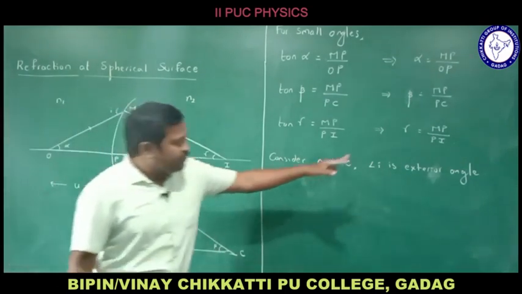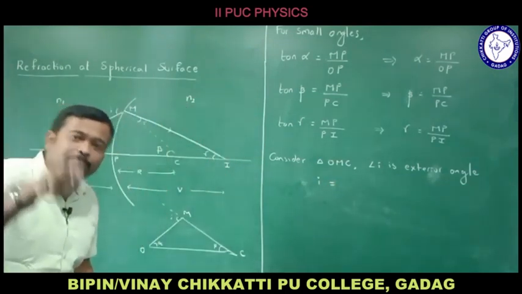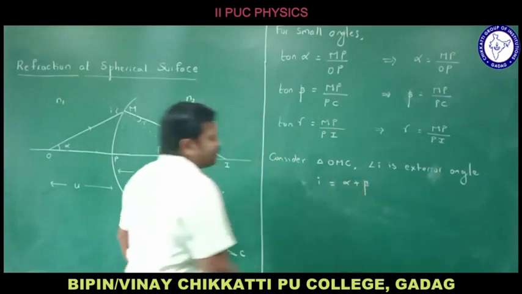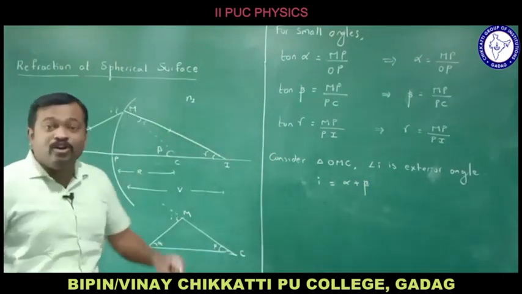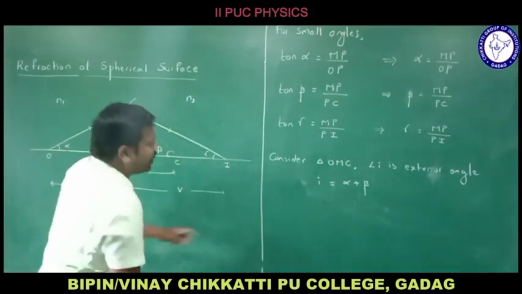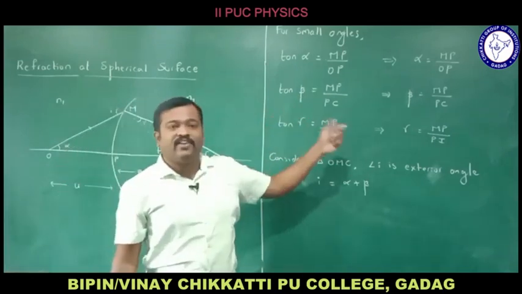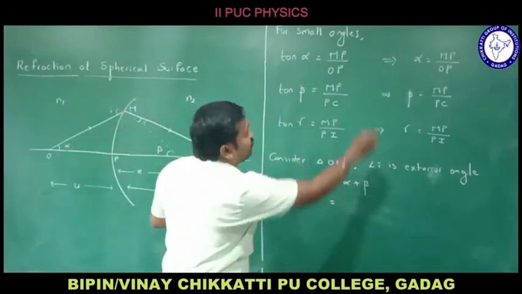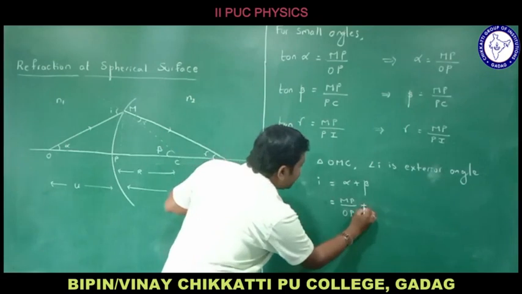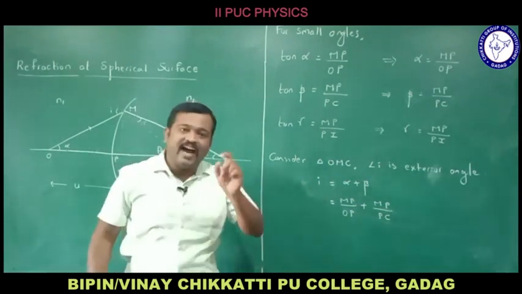Do remember, for the triangle this is the exterior angle. For the exterior angle, we know exterior angle i is equal to the sum of the interior opposite angles. Interior opposite angles are alpha and beta. So i is equal to alpha plus beta. For triangle OMC, angle i is equal to alpha plus beta, but we know what alpha and beta are. Let me substitute here. Alpha is MP divided by OP, plus beta, which is MP divided by PC. So I got angle i now.